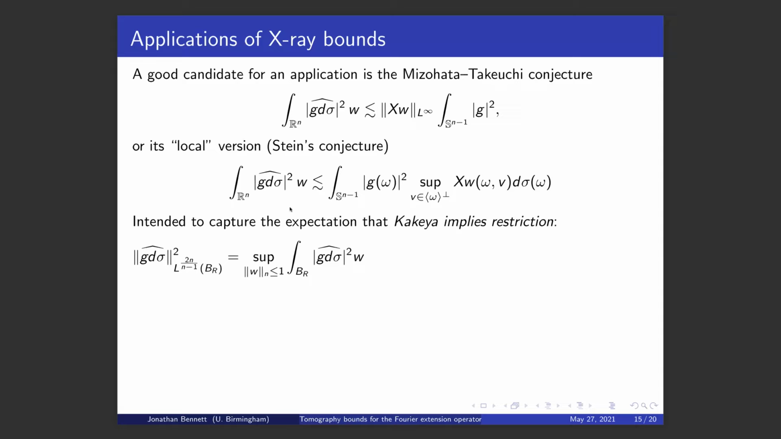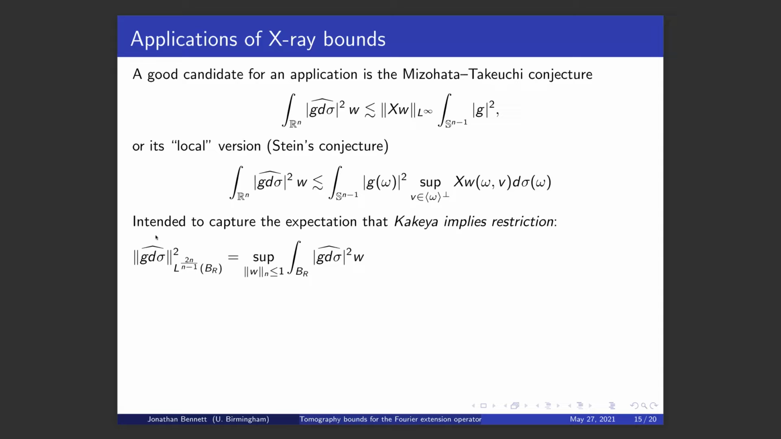I should emphasize it's a conjecture between the Kakeya conjecture and the restriction conjecture. So in particular, if we knew this Stein's conjecture and we knew the Kakeya conjecture, we would have the restriction conjecture. And you can see this in effectively a couple of lines. The restriction conjecture wants us to control this particular expression on GD sigma hat.